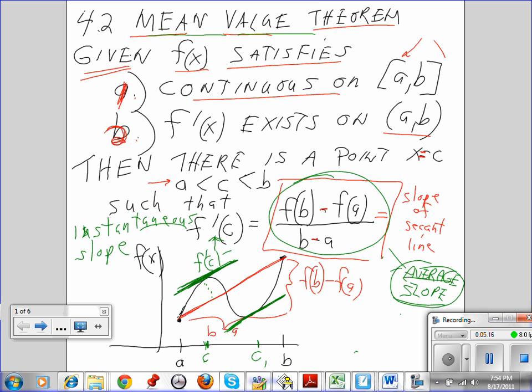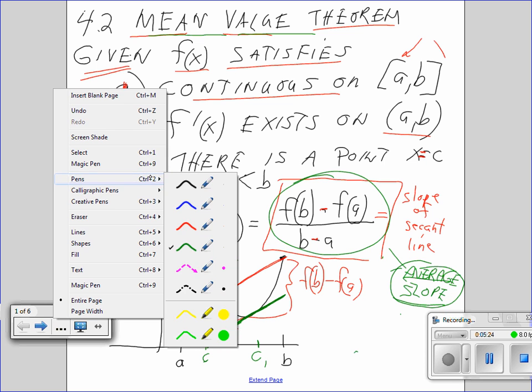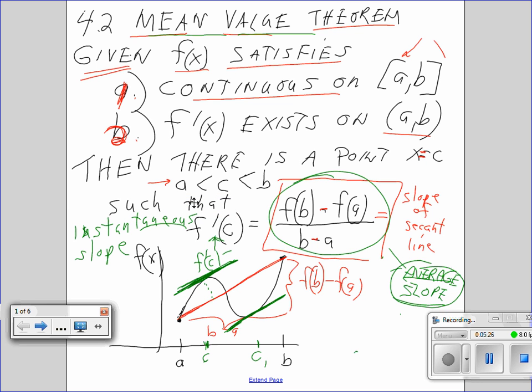So why is this called the mean value theorem? We talked about an average slope here, right? Average slope. What's another name for average? Mean. Mean slope. So there has to be an instantaneous slope equal to the mean slope, hence the mean value theorem.